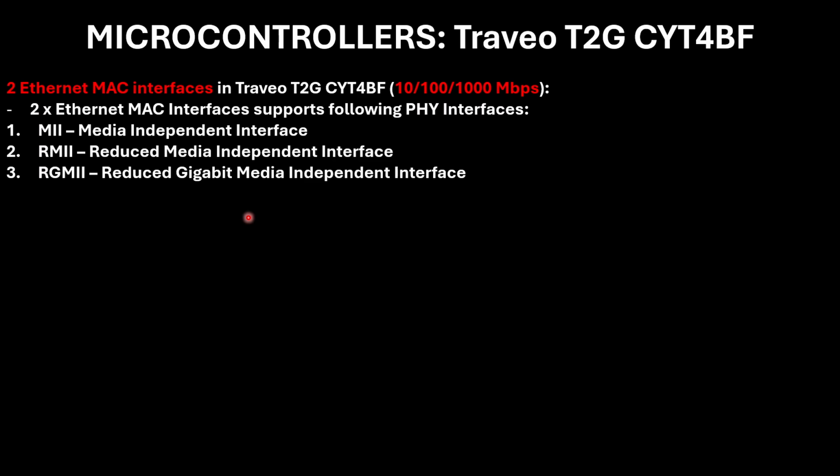So I think this is enough for this start of communication possibilities inside the microcontroller, which is the Traveo 2G, and we will continue discussing other connections and other things that are possible to use inside this Infineon Traveo 2. So that's all for this video.